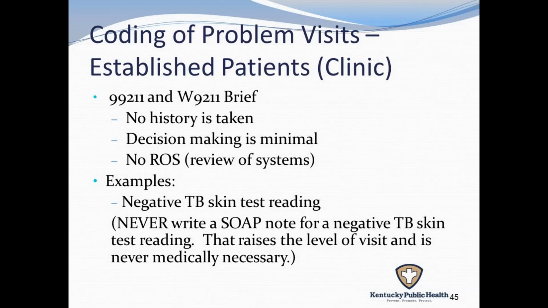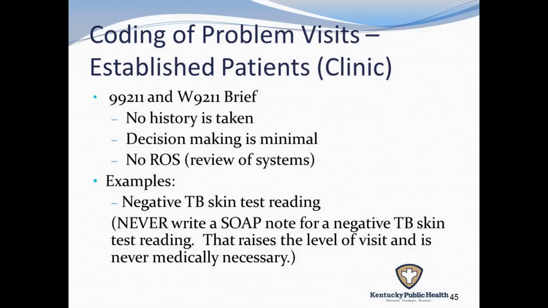So on established patients, because like I said before, you only have to have 2 of the 3 key components, which for established patients on a brief visit, no history is really taken. Decision making is minimal. This is a very small, minimal visit, okay? The example I give you is negative TB skin test reading, where you look at the arm and it's fine. This is your one-liner in your notes, okay?